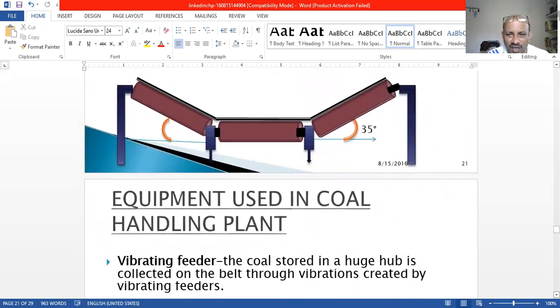Okay, coal handling plant. So the vibrating feeder will be there. Different systems will be there. Okay, that angle is 35 degrees. So now we will see in the next video lecture the different methods of handling plants also.